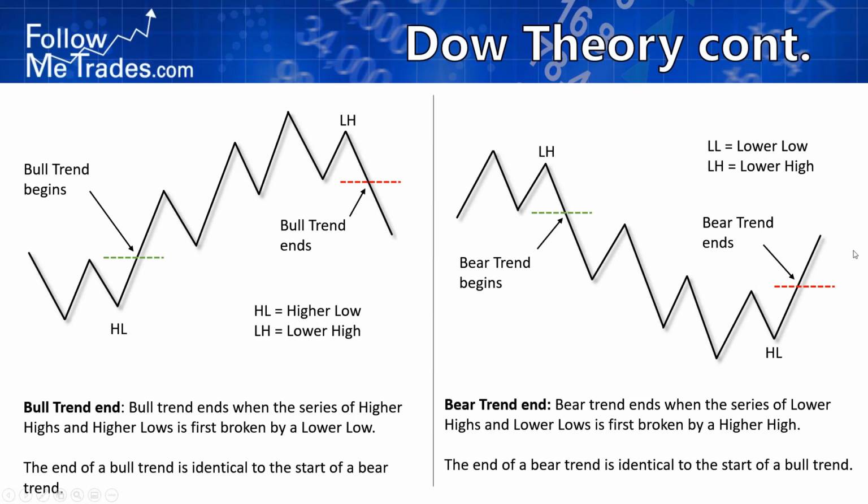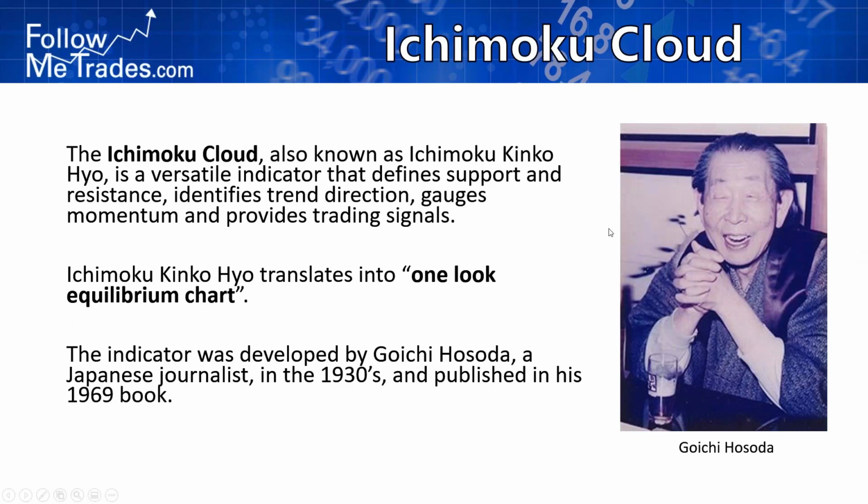So that's Dow theory. Let's talk about Ichimoku Cloud. So this handsome fellow is Goichi Hisada. It's also known as Ichimoku Kinko Hyo, which is a one look equilibrium chart. This was developed by Goichi Hisada, who was a journalist in Japan in the 1930s, and he worked on it for quite a while. He published his work in a book in 1969.